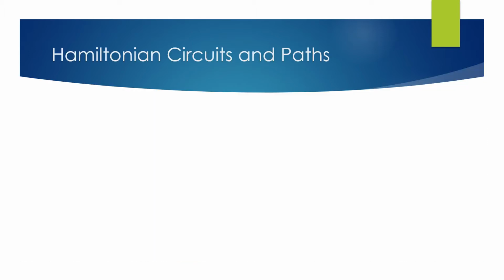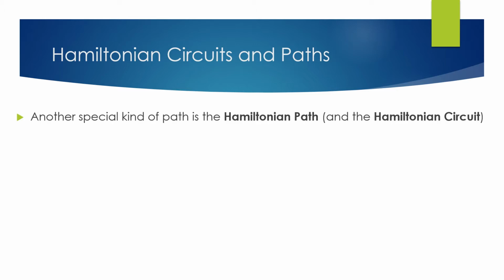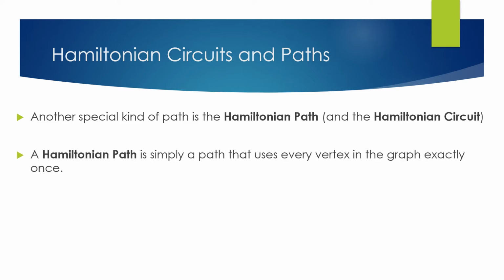So we talked about Euler circuits and Euler paths, so we might as well talk about Hamiltonian circuits and Hamiltonian paths, which is just a different kind of path/circuit. A Hamiltonian path is one that uses all of the vertices in the graph exactly one time. So instead of using all the edges, it uses all the vertices. It still uses edges, it just passes through each vertex one time.